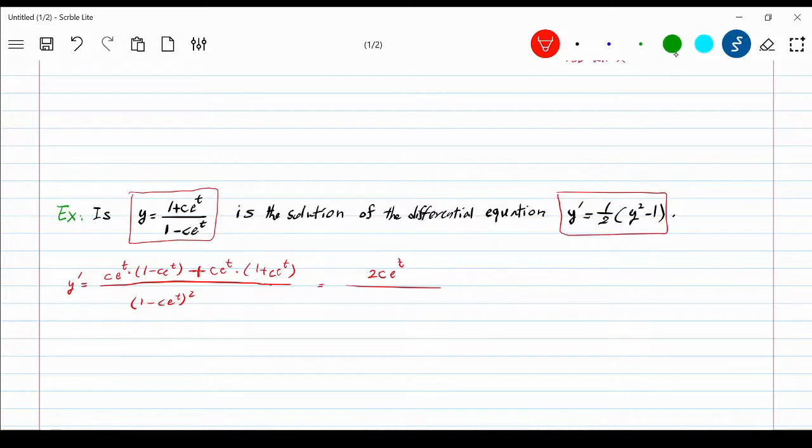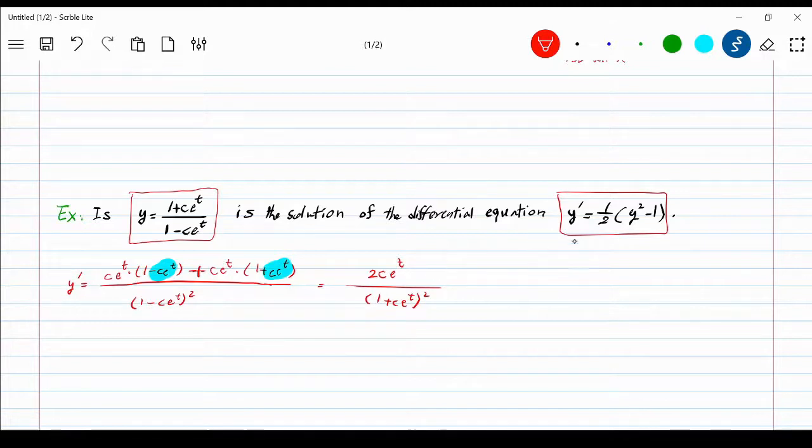These two terms are exactly the opposite of each other. One is positive, one negative. When you distribute, they will cancel out. And so here, I'll divide by (1 plus c e to the t) squared. Okay, this is our y prime.